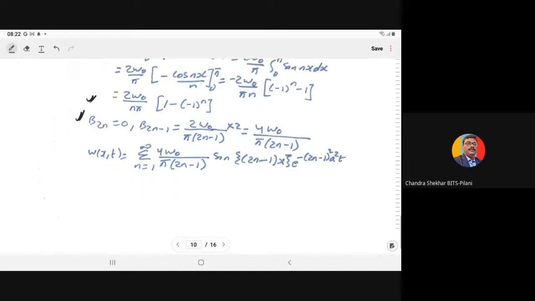So here W(x,t) will become summation n equals 1 to infinity, right? 4 W naught upon pi (2n minus 1) sin of (2n minus 1)x e to power minus (2n minus 1) whole square a square t. That is the solution. So in this way we solve the heat equation.